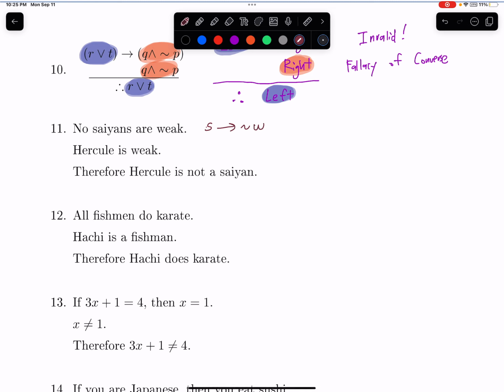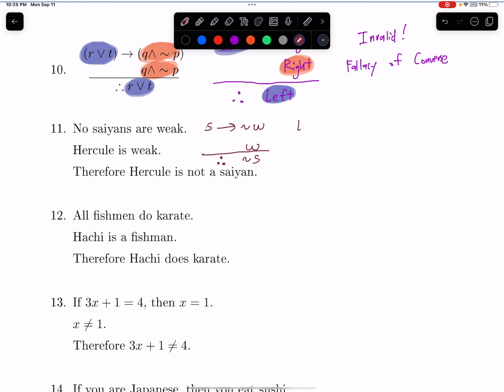Okay, Hercule is weak. This is where it's kind of a weird one, but the way we're going to translate this is if someone is weak. So if you're saying, then you're not weak, but Hercule is weak, and therefore he is not a saying. That's the translation here, the simple translation. So I've got S to not W.